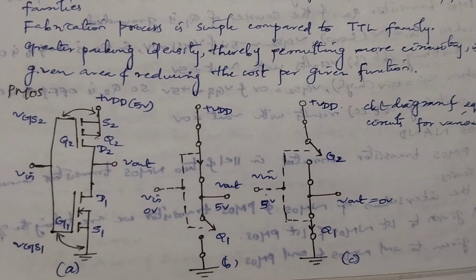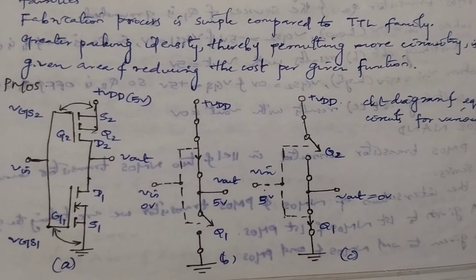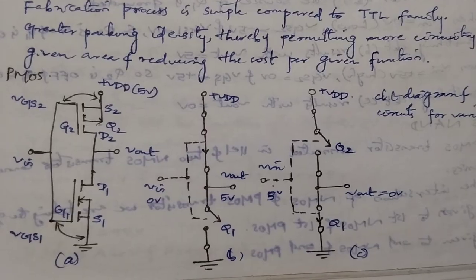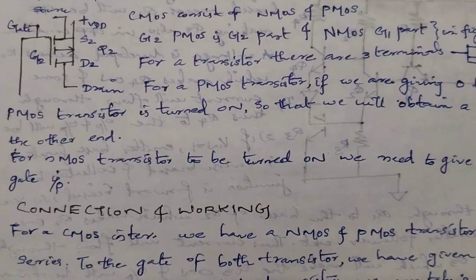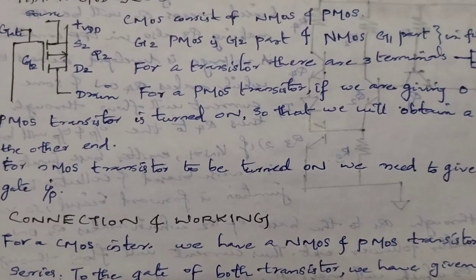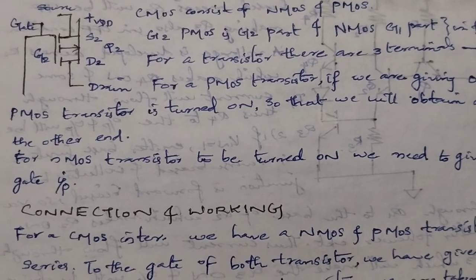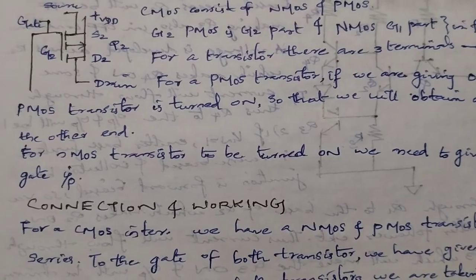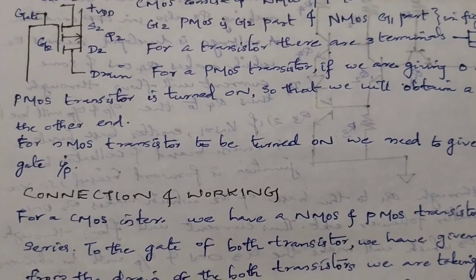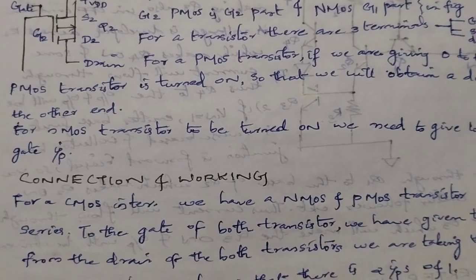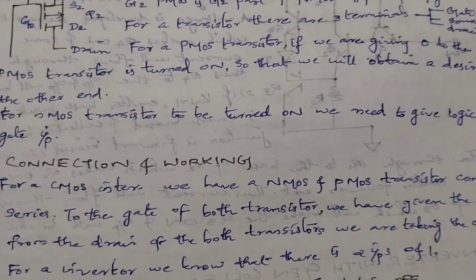PMOS, the circuit diagram and equivalent circuit for the various. CMOS consists of NMOS and PMOS. The PMOS is the G2 part and the NMOS is the G1 part. The figure shows that for a transistor there are three terminals: gate, source, and drain.